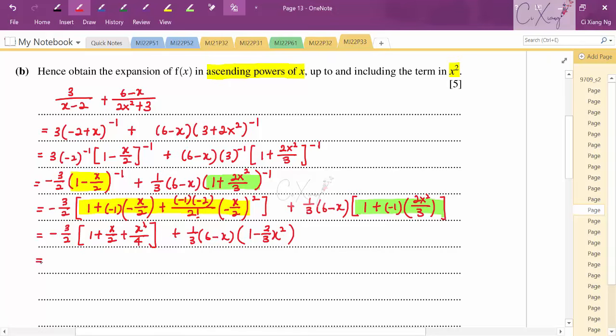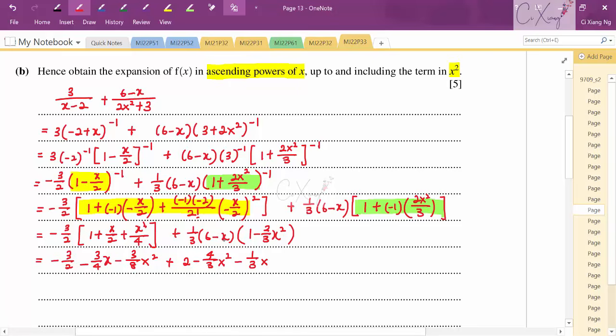Okay, so next one, I try to multiply the constant into the expansion here. Eventually, I'm having negative 3 over 2 minus 3 over 4x minus 3 over 8x squared. And for this part, if I expand it and also multiply the 1 over 3 into the bracket, I'm having 2 minus 4 over 3 x squared minus 1 over 3 x.